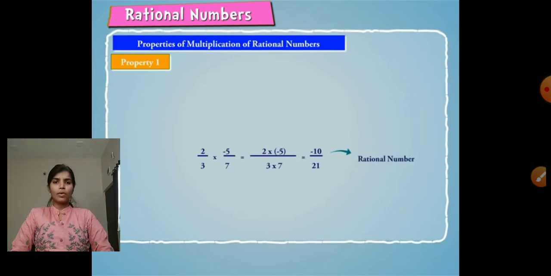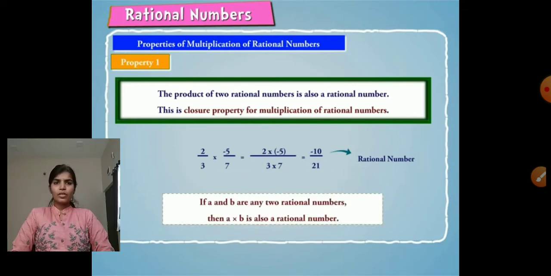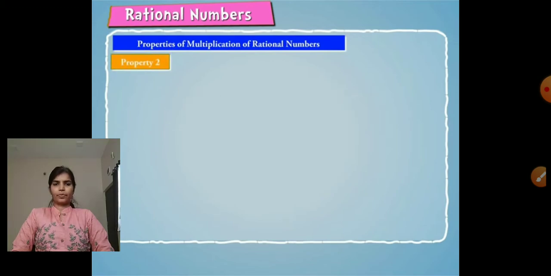So minus 10 upon 21 is also a rational number. That means the product of two rational numbers is also a rational number. This is the closure property for the multiplication of rational numbers. So if A and B are any two rational numbers, then A into B is also a rational number. Then we will see our next property.